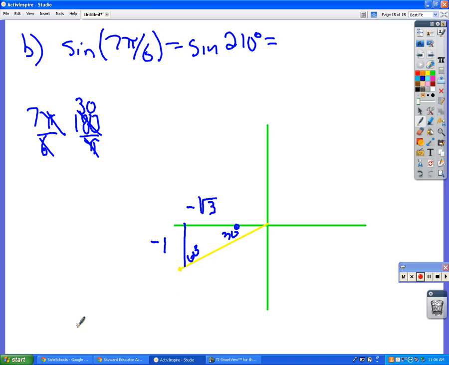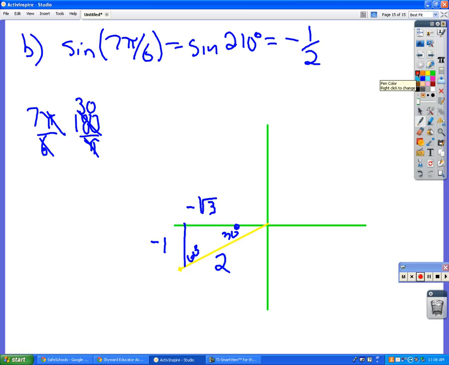So now, once again, SOHCAHTOA: sine is opposite over hypotenuse. The hypotenuse is always positive. So opposite over hypotenuse is what? Negative 1/2. Okay, we good with that?